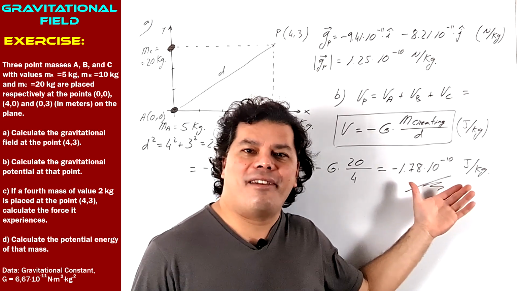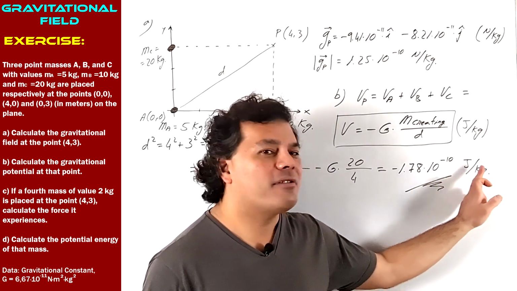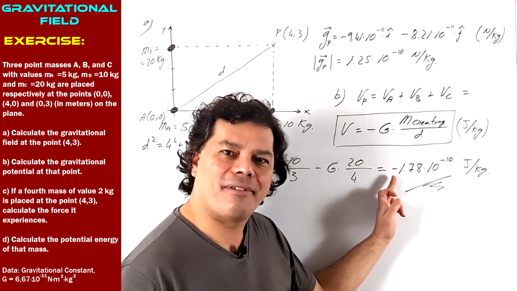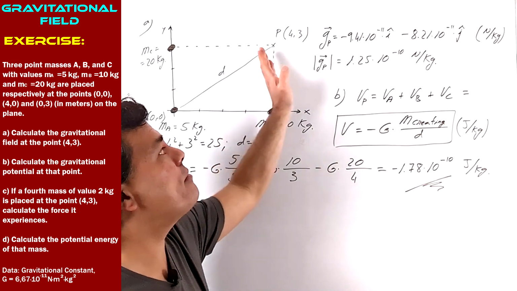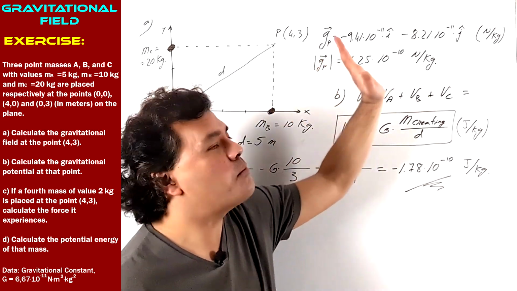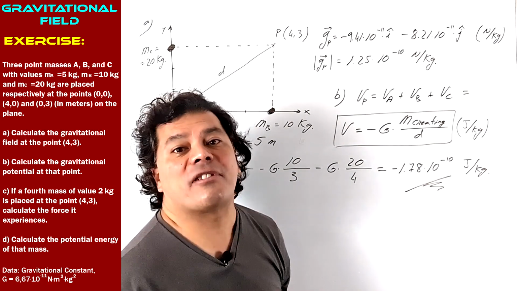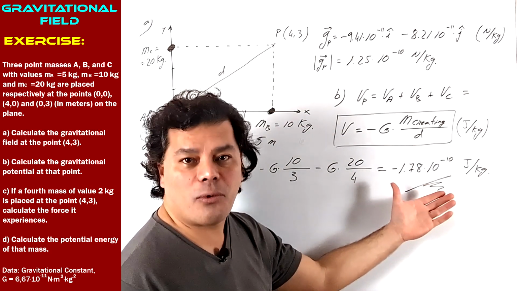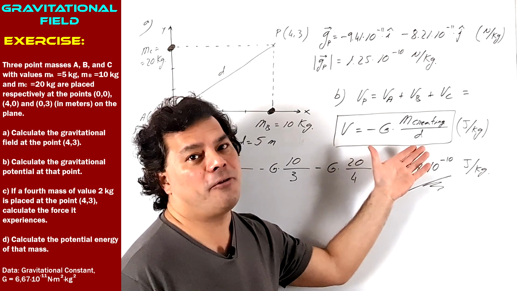If you did it carefully, hope you obtained negative 1.78 times 10 to the negative 10 joules per kilogram. And of course it's negative, because if we have 1 kilogram here and we try to move it to the infinite, we will be the ones who will have to move it towards the infinite. You will have to do the work. It is usually said that an external force must do this work. That's why it's negative.